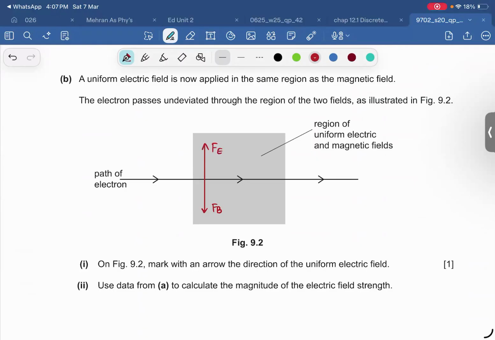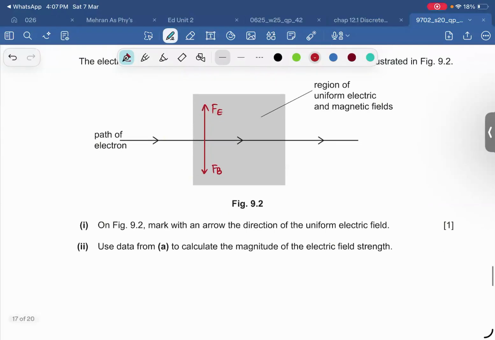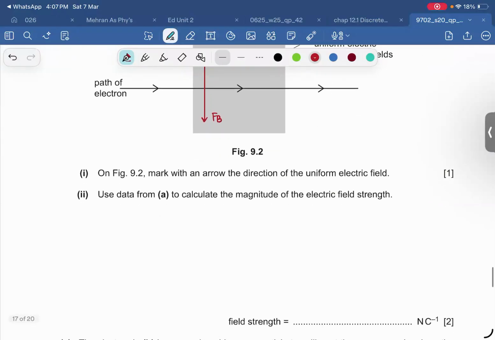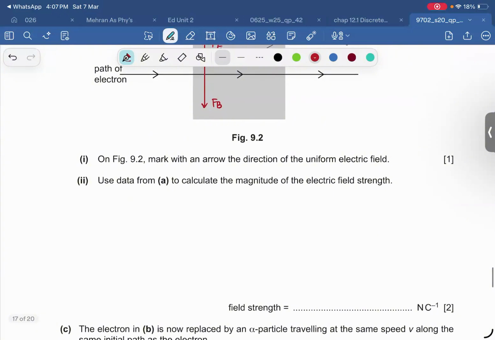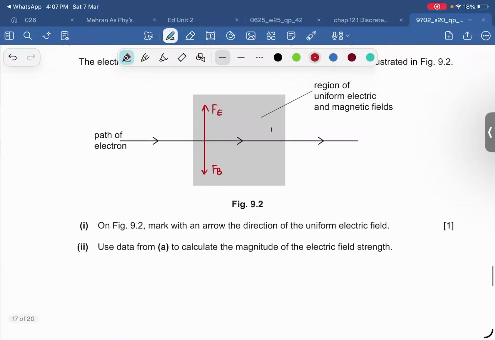Now we know that the direction of the electric force and the direction of the electric field are the same, while the direction of the magnetic force and the magnetic field are perpendicular to each other, right? So you can say that the electric field should also be upward. So basically this is the direction of the electric field. Okay, please move on.